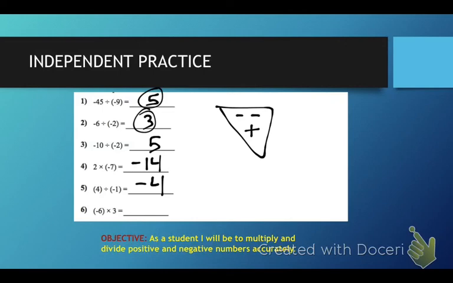All right, now, last one, negative 6 times 3. Negative 6 is a negative number, so we cross off one of the eyes. And 3 is a positive number, so we're going to cross off the mouth. 6 times 3 is 18. Our answer should have been negative 18. Ladies and gentlemen, those are your 6 independent practice.